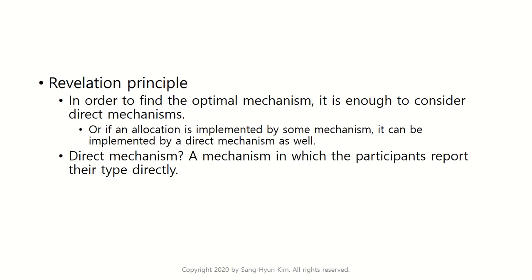There is such a thing called the revelation principle. It is the fundamental principle used in contract theory or mechanism design. According to this, in order to find the optimal mechanism, it is enough to consider direct mechanisms. What is a direct mechanism? A direct mechanism is a mechanism in which the participants report their type directly, and the allocation is made according to the report. So this is called the revelation principle.